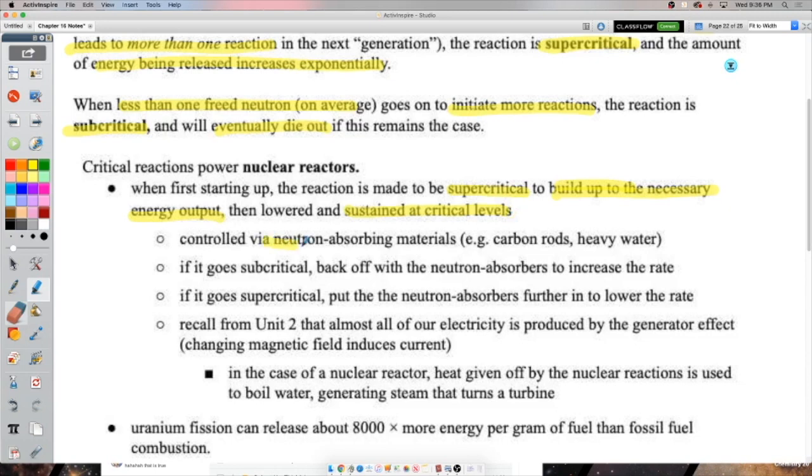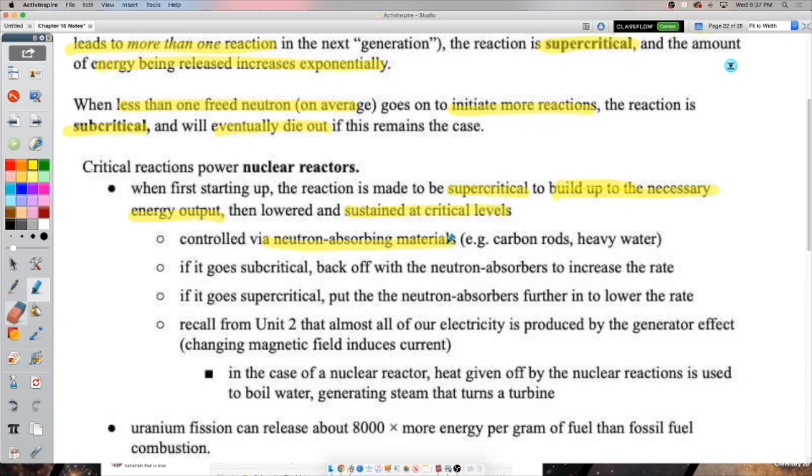We have neutron absorbing materials. So carbon is a good neutron absorber. Heavy water is a good neutron absorber. What's heavy water? It's still H2O, but it's not just H with one proton. It's something we're going to learn. It's called deuterium, which is just hydrogen 2. It has a proton and a neutron. That's a very good neutron absorber.